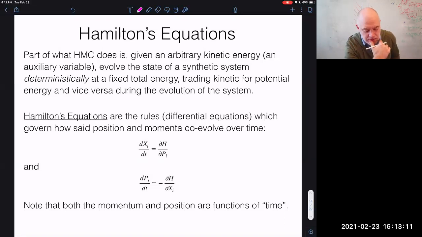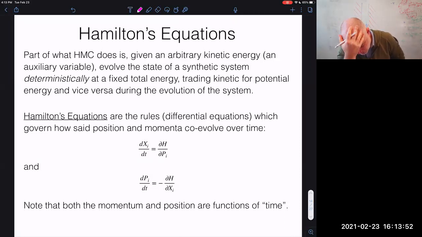Part of what Hamiltonian Monte Carlo does is that it evolves the state of this synthetic auxiliary variable system with the Hamiltonian that we've been talking about deterministically at a fixed total energy. And just like the ball example that we saw in the plots earlier, by doing this, you trade kinetic energy for potential energy and vice versa during the evolution of the system. So there's going to be a little bit of potential energy that leaks, that makes the ball go faster, into kinetic energy, and a little bit of kinetic energy that, as it goes back up the hill, leaks into the potential energy, and so on and so forth.